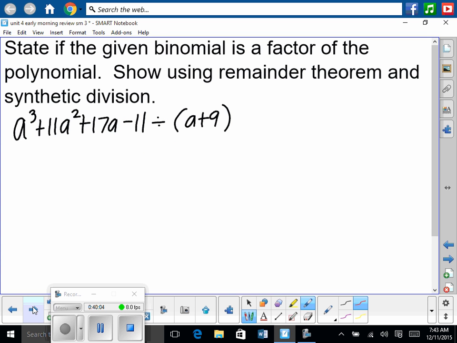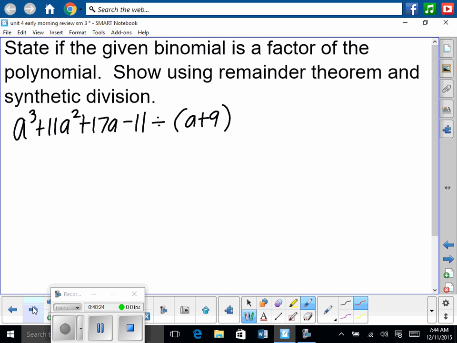Okay, so now the next thing, you'll choose to do that one. There's only one like that on the test. The next thing says, state if the given binomial is a factor of the polynomial. And then I even tell you basically how to do it. Show using the remainder theorem and synthetic division. To get full points, you have to show me both.